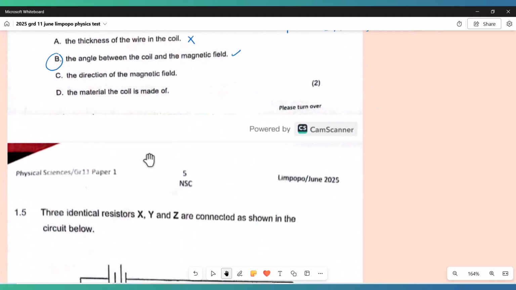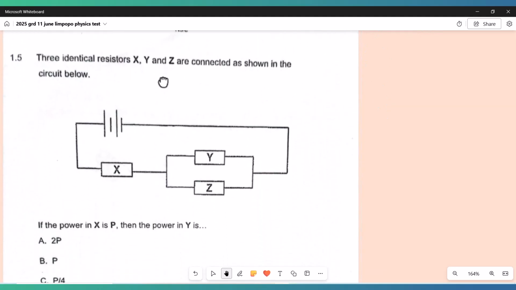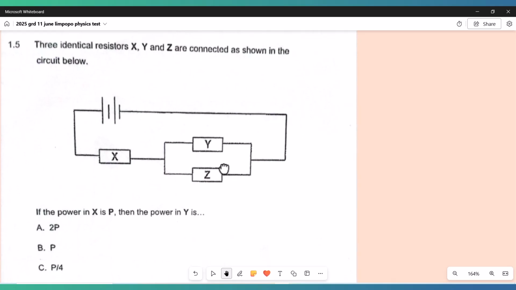Let's continue. 1.5. They say 3 identical resistors X, Y, and Z are connected as shown in the circuit below. They're saying identical. So guys, the moment you see the word identical, choose a number. You can choose 1 or 2. So I will choose a 2 here and a 2 here. And then this cell, I'm going to give it a value. Because there are 2 cells, I'm going to say 1,5 times 2. Let me give it 3 volts.